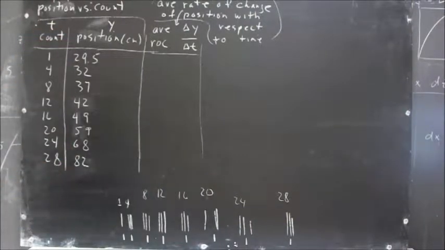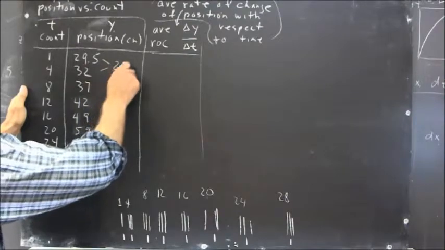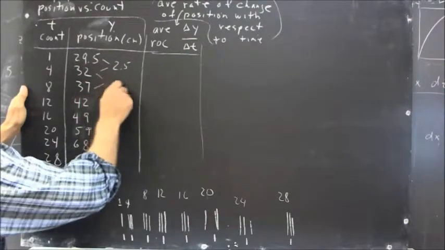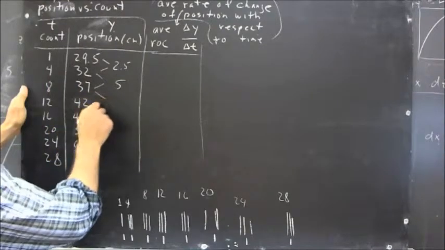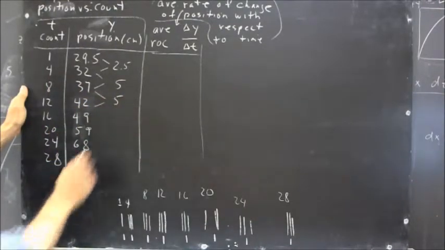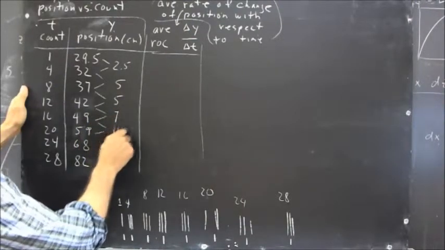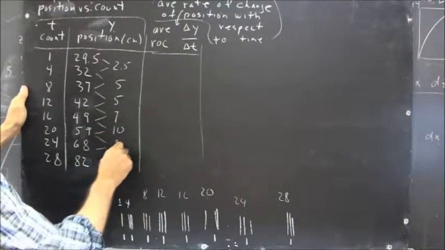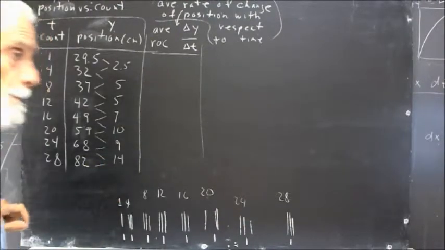Okay, now hopefully you've given that a couple of minutes of thought and you've looked at these numbers. When you look at these numbers, if you want to see how these things are spaced, you're going to want to find the change in the position for each interval. Now that would be 2.5 centimeters. This would be 5 centimeters, 37 minus 32. This would be 5 centimeters. This would be 7 centimeters. This is 10 centimeters. This is 9 centimeters. And this is 14 centimeters.